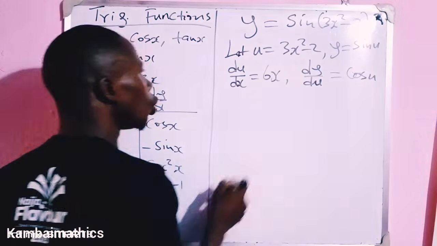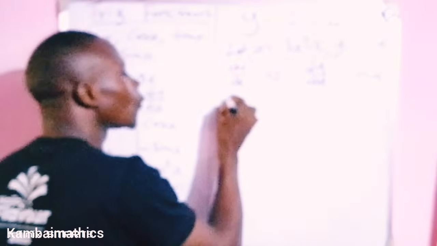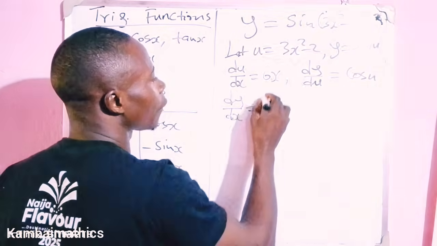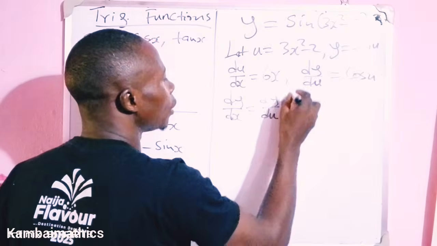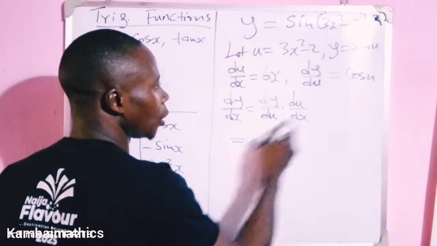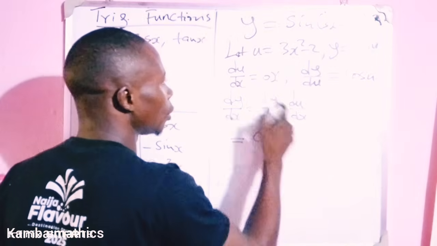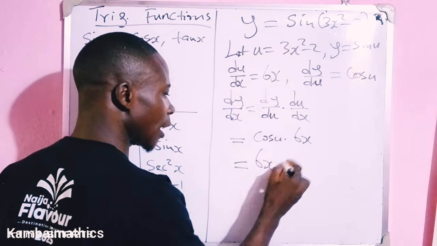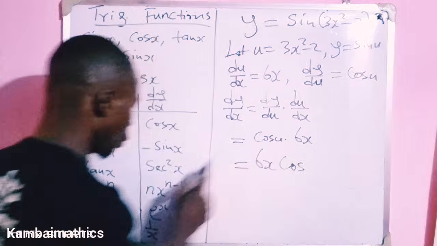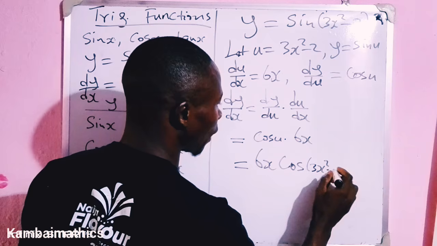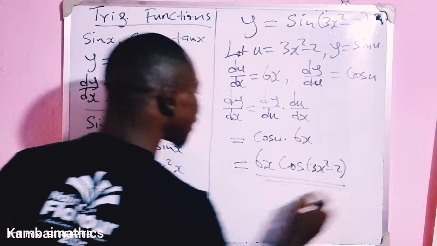So you recall the formula that to find dy over dx, we have dy over du times du over dx. So by implication, dy over du is cos u, times du over dx, which is 6x. So this will give us 6x cos u. We said let u be 3x square minus 2, so this will give us 6x cos of the bracket 3x square minus 2, close the bracket. So this is how we solve this one.